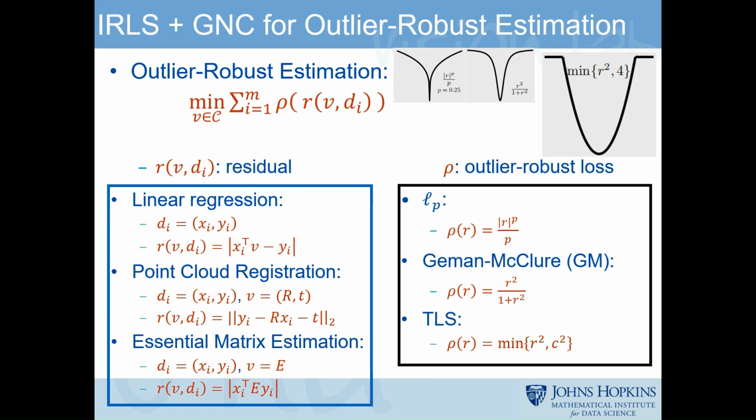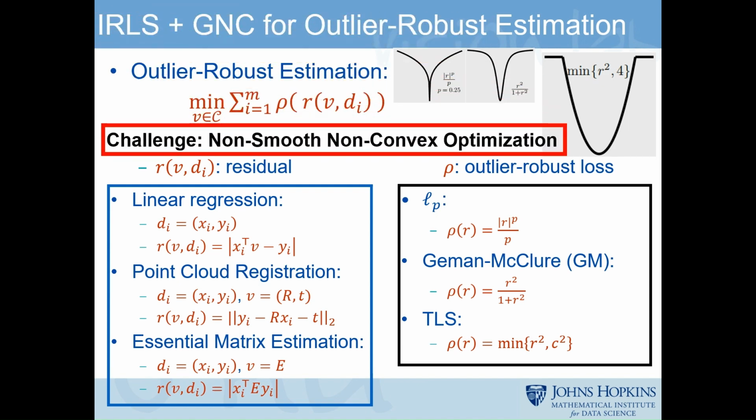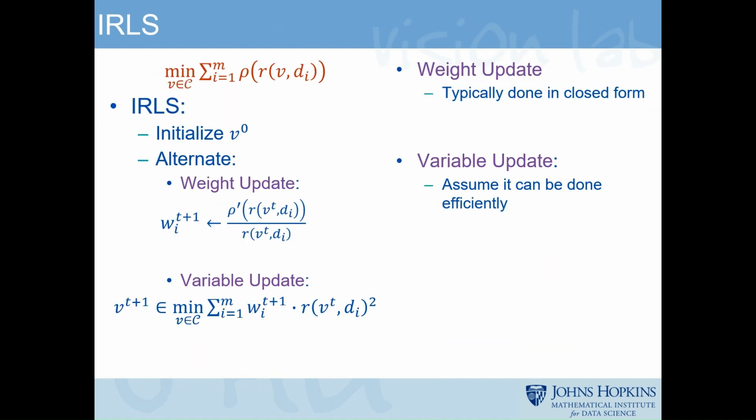The common feature of these three losses is that they do not penalize large residuals too much, if ever. And that's why they are outlier-robust. But the challenge is that the resulting outlier-robust estimation problem can be non-smooth and non-convex. There is then a classic algorithm to solve it, called iteratively reweighted least squares.